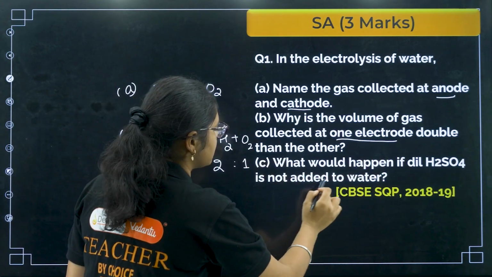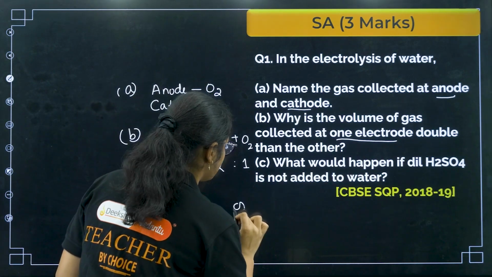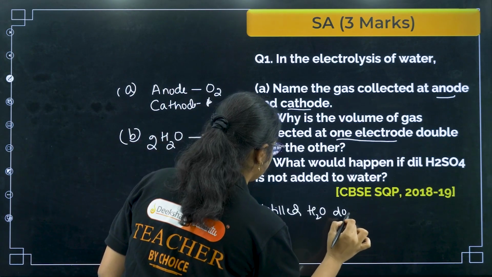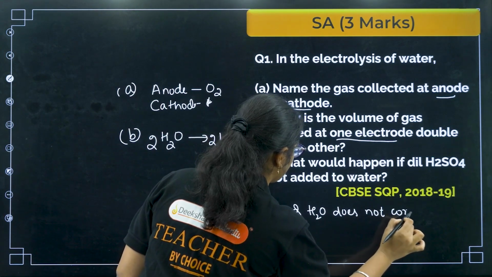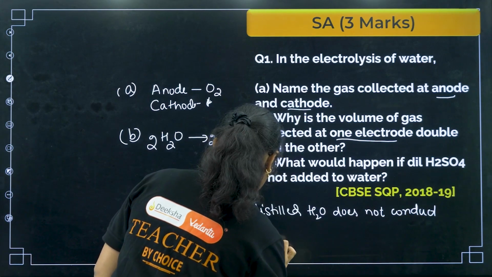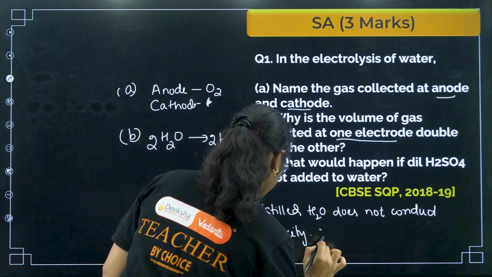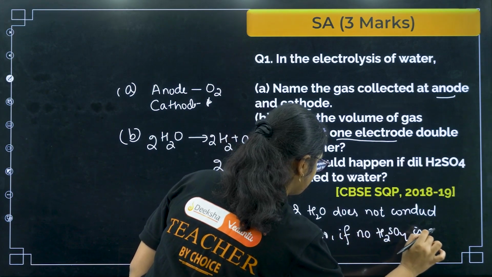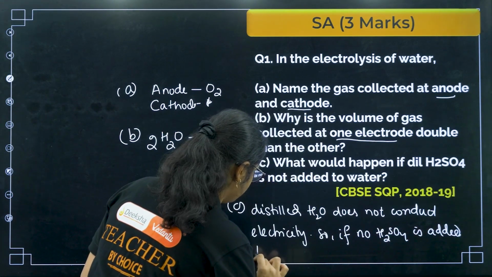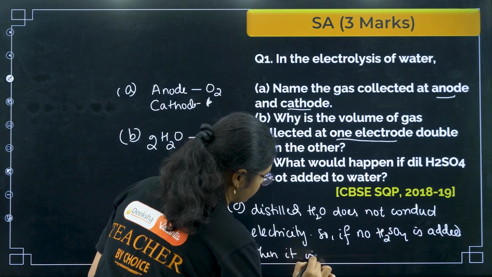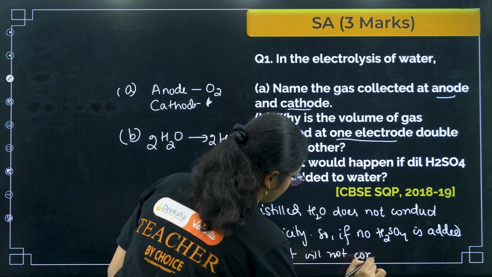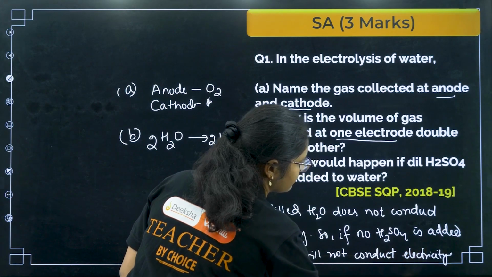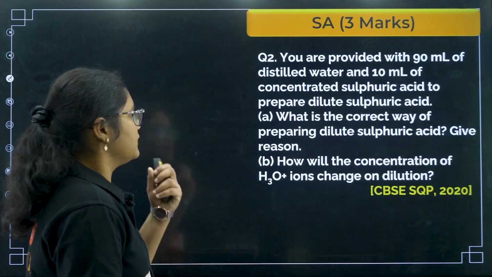Next, what would happen if dilute sulfuric acid is not added to water? Now see here, distilled water does not conduct electricity. So if no H2SO4 is added, then it will not conduct electricity. Okay, clear? Fine.